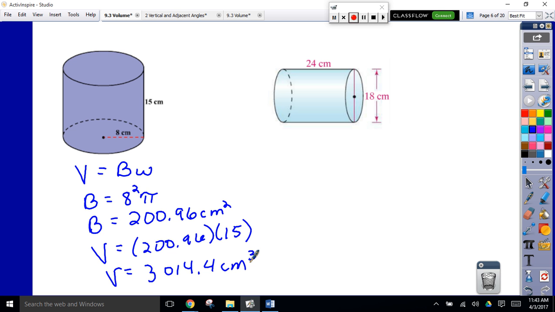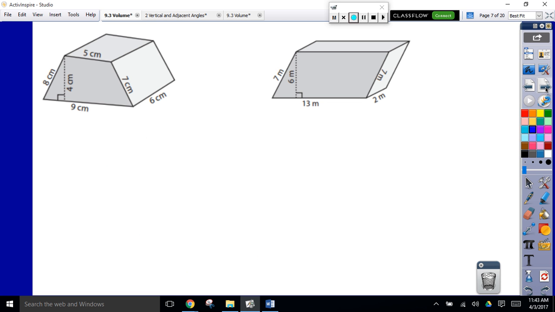Okay, let's move on to a trapezoidal prism. I would say probably trapezoids are the shape that you guys have the most trouble with remembering the formula for. On the PSSAs, you will be given the formula for area of a trapezoid, and the area of a trapezoid is 1/2 base 1 plus base 2 times the height of the trapezoid. Nathan, tell me how I would fill this in. So B equals 1/2. What are the two bases of that trapezoid?